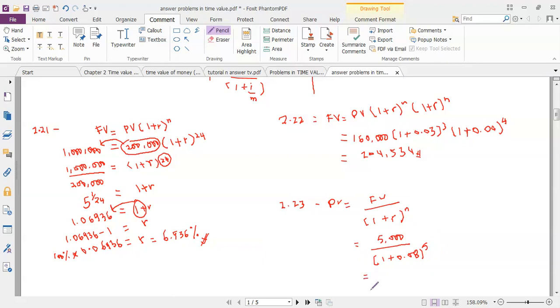So can you please find out the answer? 5,000 divided by 1.08 to the power of 5. Okay. What is your answer? Yes, 3402.92. Okay, that is the correct answer, 3402.92.